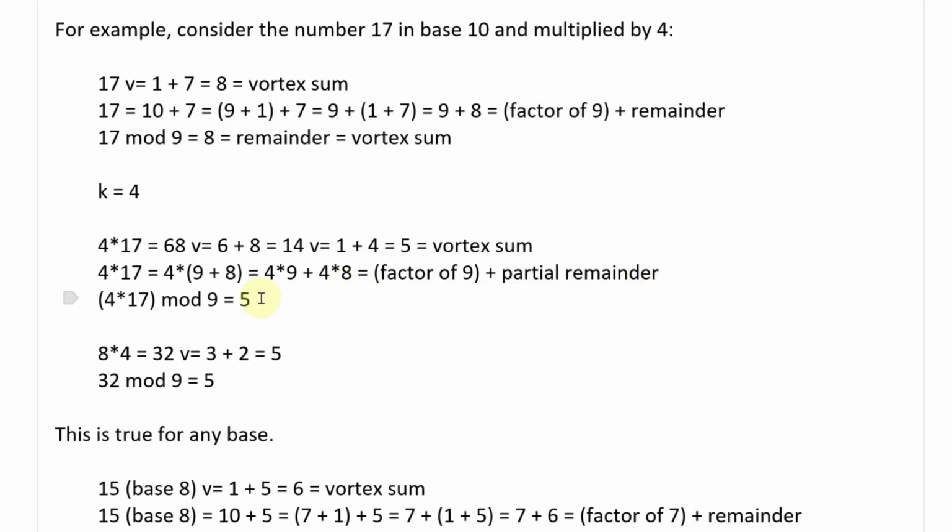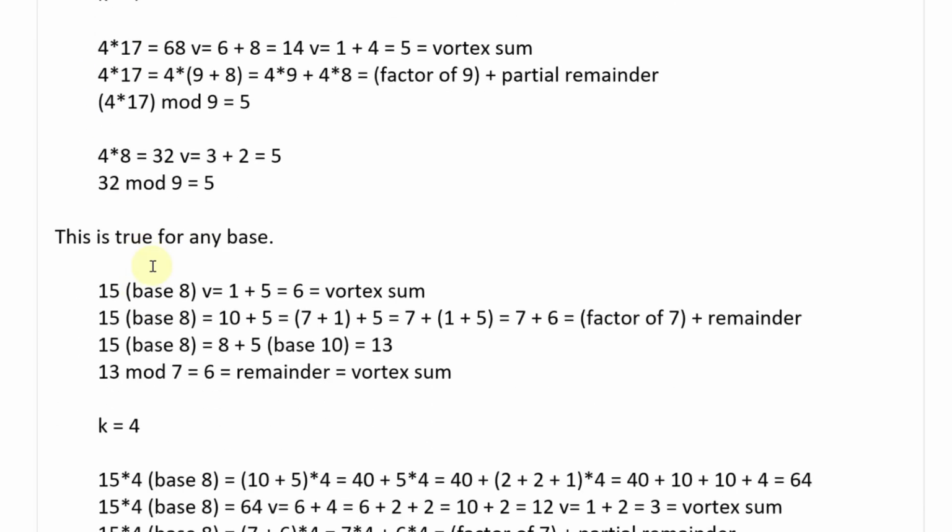But here, if we just take 4 times 17 mod 9, this equals 5. So in other words, we could find the remainder using the mod function of 4 times 17, or we could just look at this partial sum 4 times 8, which is 4 times the vortex sum of 17. Let's put this 4 times 8 in front, just so it's in line with everything. 4 times 8 equals 32. V equals 3 plus 2 equals 5. And then we have 32 mod 9 equals 5. So in other words, multiplying the vortex sum and then taking the vortex sum gets the same result as multiplying the number and taking the vortex sum.